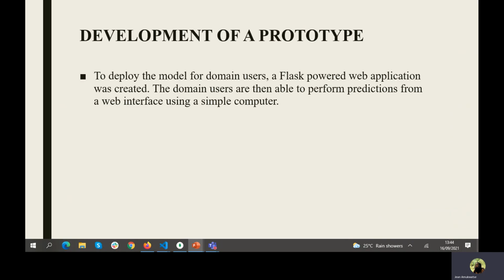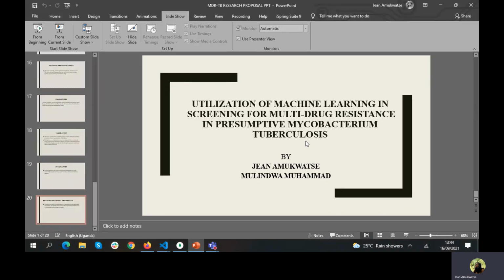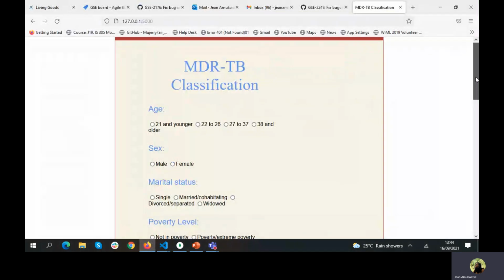After development of the model, it was deployed onto a graphical user interface where doctors can communicate and get a result of an MDR TB case. So the key attributes from the model are what you are seeing on the screen.